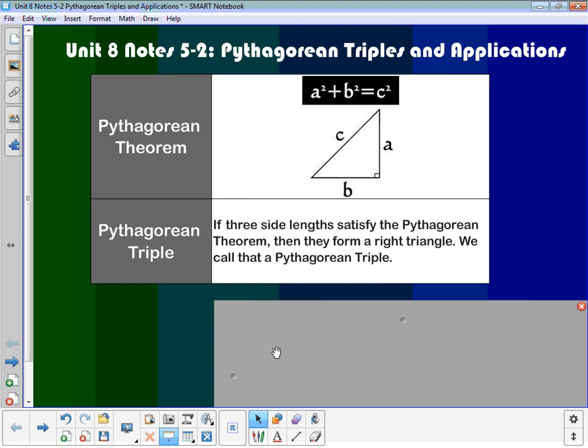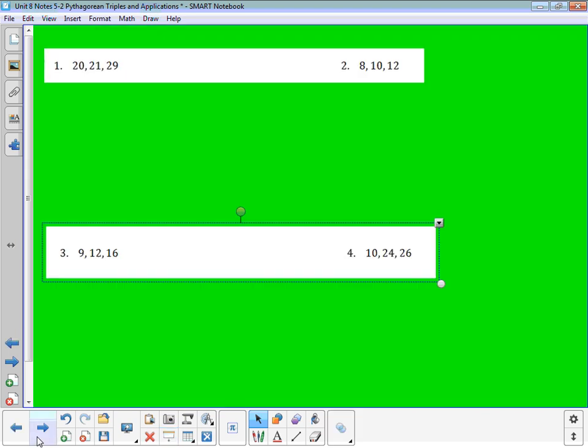All right, so if three sides satisfy the Pythagorean theorem, then they form a right triangle. We call that a Pythagorean triple. So basically today we're going to be given three different sides, and we have to decide, is this going to be a Pythagorean triple or not? So we're going to plug them in. The biggest thing you need to know is that a and b are going to be the two shorter ones, and c is always going to be the biggest one. Let's take a look at what that would look like.